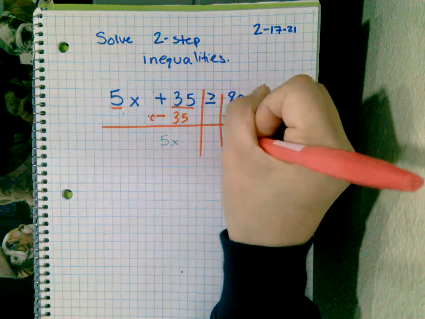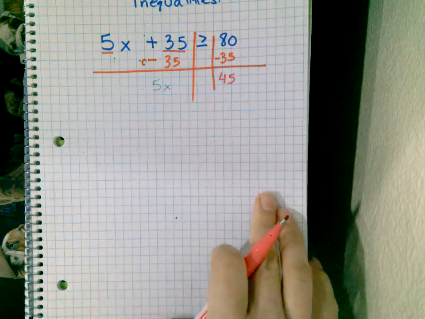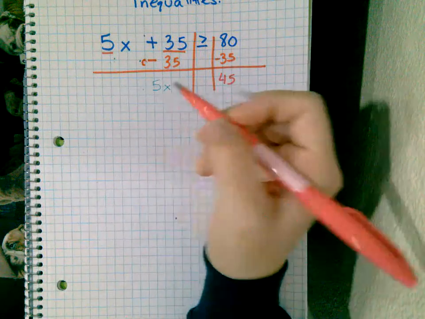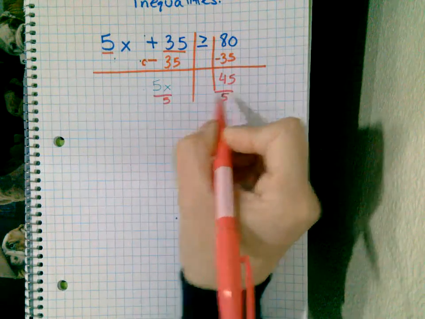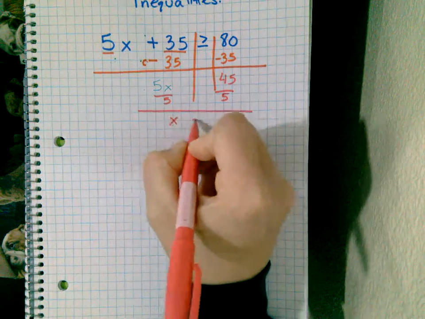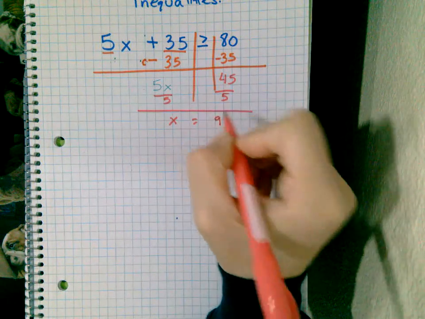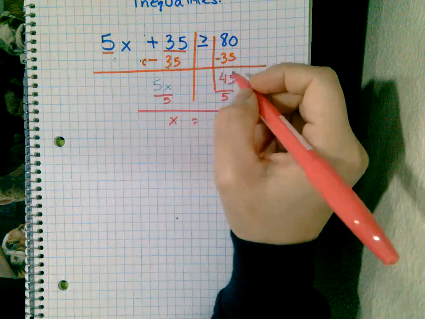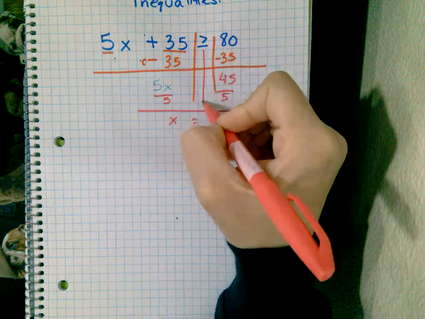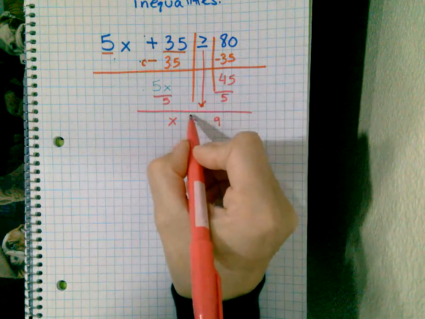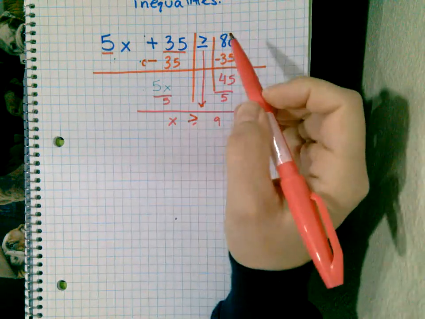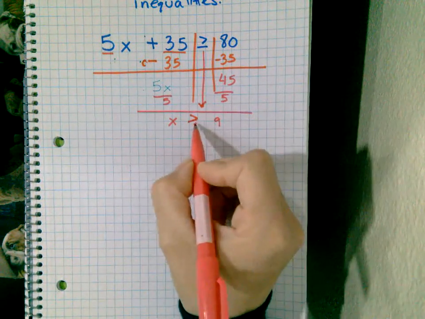45, right? Now the last step is to move the 5, which just requires you to divide by 5. Divide by 5. So we have x is equal to, not equal. What am I talking about? You bring this inequality down. So it's not equal. It's not an equation. It's an inequality. So it's greater than, easy fix right there, greater than or equal to 9.